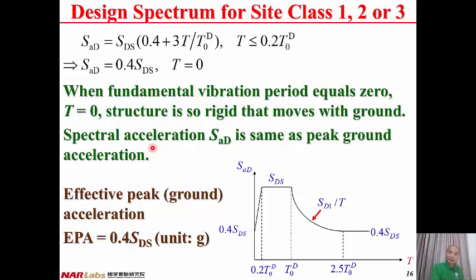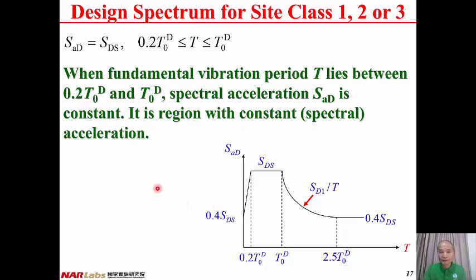Therefore, the spectral acceleration, that's the maximum of the structural absolute acceleration, is the same as the peak ground acceleration. Therefore, when T equal to 0, SAD equal to 0.4 SDS. This can be considered as the peak ground acceleration, and we call it effective peak ground acceleration, in short, EPA equal to 0.4 SDS, and the unit is g, gravity acceleration. Therefore, EPA is the short form for effective peak ground acceleration.